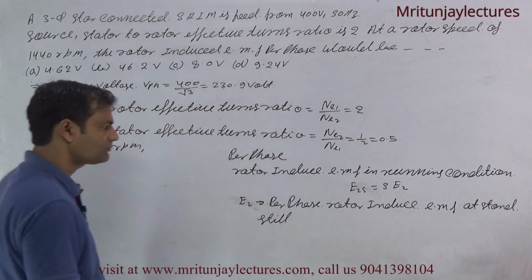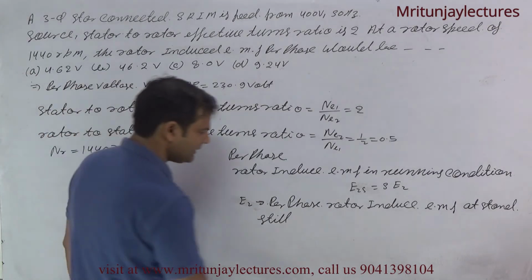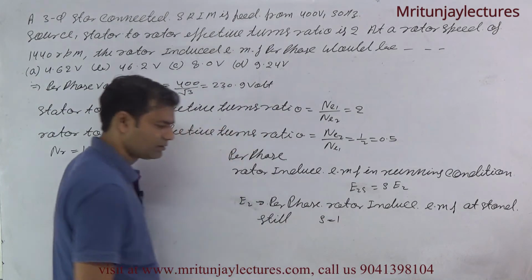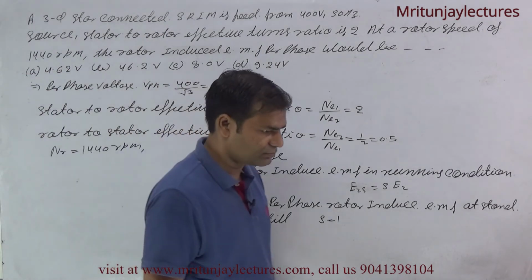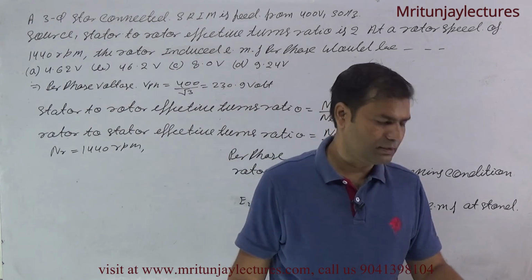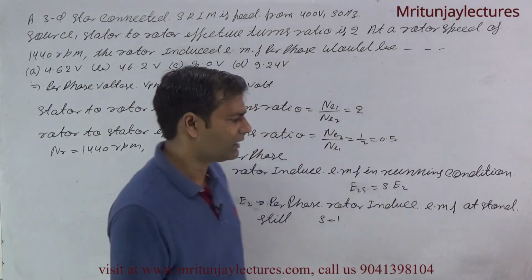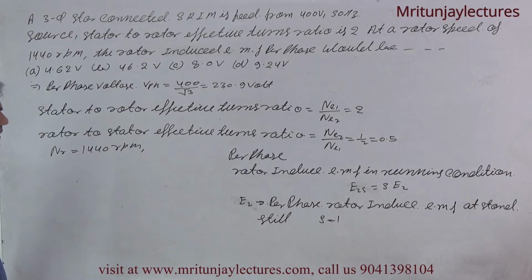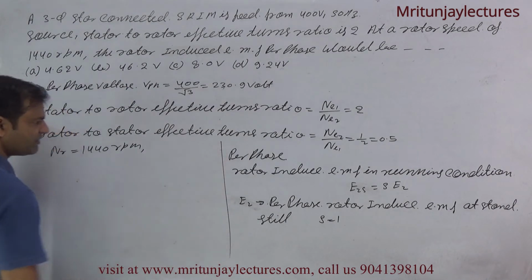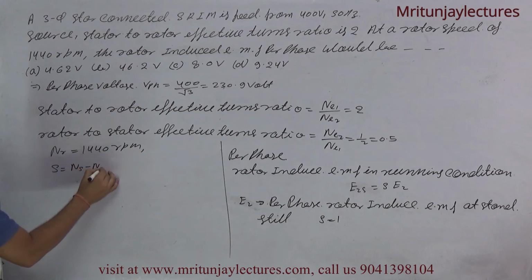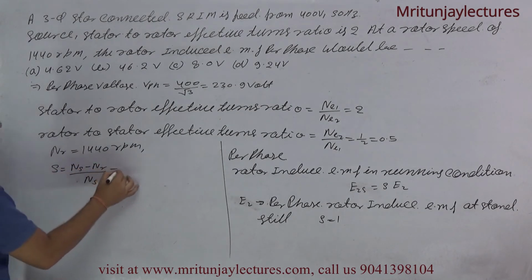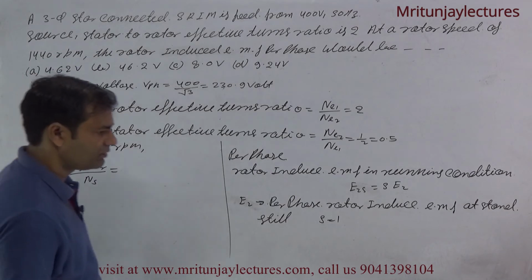Okay, if s is equal to 1, then the rotor induced EMF is E2. Clear? It means the rotor is not running at that time. Now, how to determine slip? You know that slip is equal to (ns minus nr) divided by ns. What about ns? I don't know it, but the rotor speed is given.